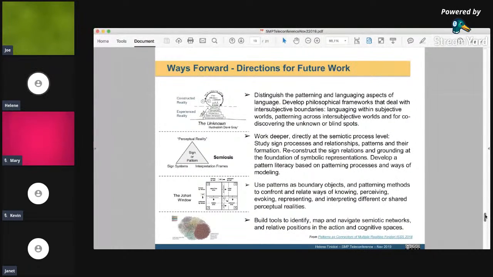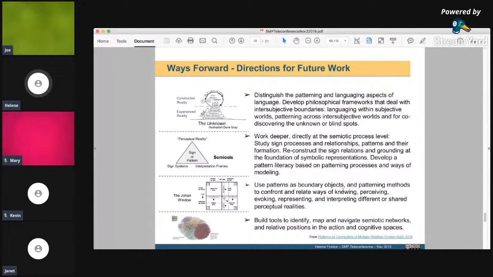And the patterning is something that runs deep into our DNA. So how can we capture that? I don't have the responses yet. That's why I'm kind of going a bit in circles trying to find elements to support what I'm trying to say. But if you look at the ways forward, the directions for future work, the work of reconstructing sign relations and grounding at the foundation of symbolic representations, well, these are some practical things that can be done with some tools.